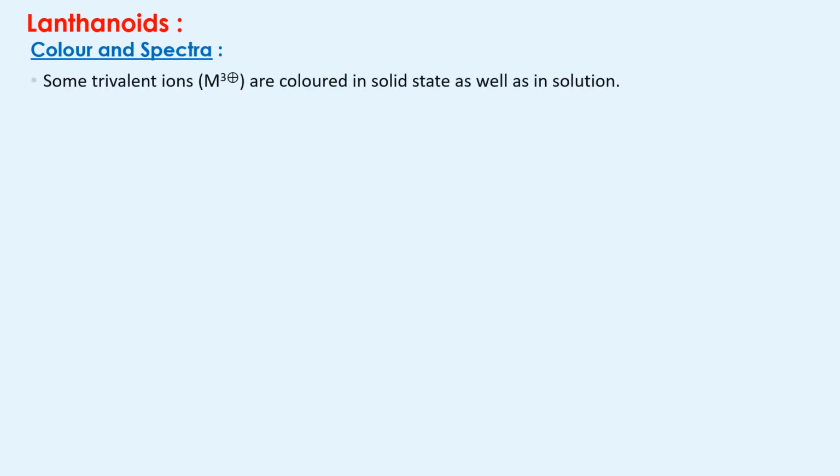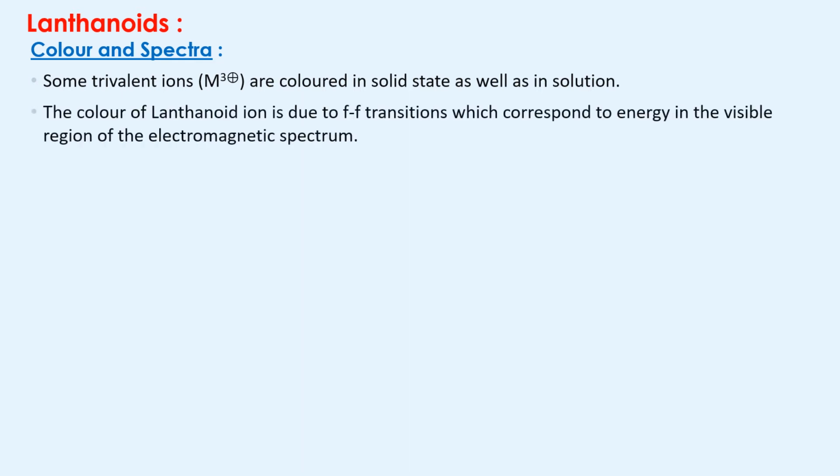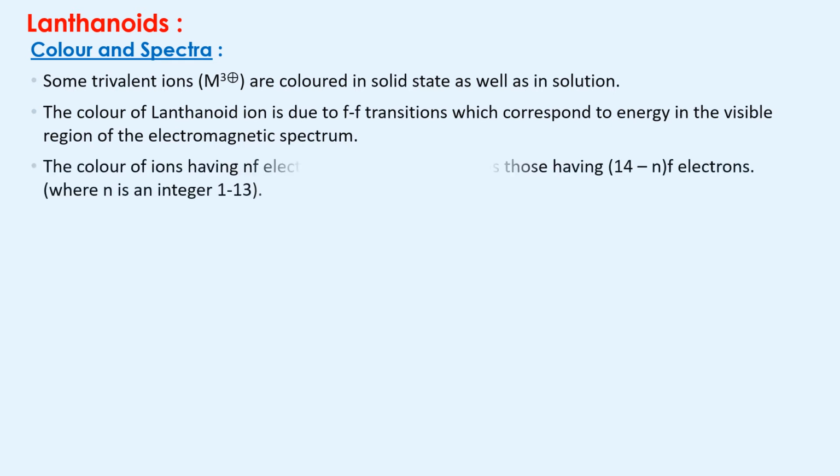Now we have to see the next property, that is color and spectra. Some trivalent ions are colored in the solid state as well as in solution. The color of lanthanide ions is due to f-f transition. As in transition elements we studied d-d transition, here the color is due to f-f transition, which corresponds to energy in the visible region, meaning they absorb color in the visible range.